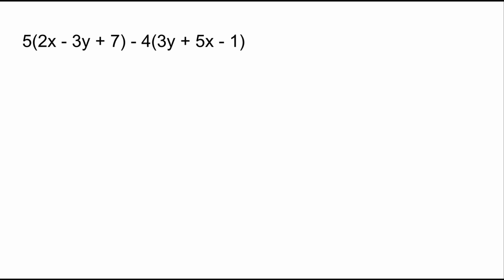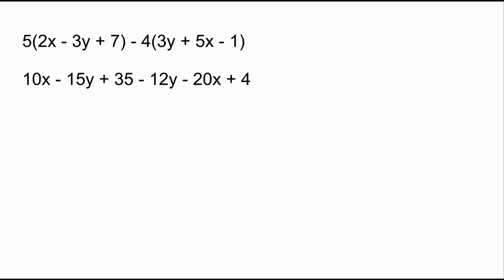Okay, here we have a lot of distributing to do, but it's no big deal. Just a little bitty multiplication, so just take it one step at a time and be really careful so you don't make a silly mistake that makes your whole problem wrong. Ready? So 5 times 2x is 10x. 5 times negative 3y, negative 15y. 5 times 7, 35. Now let's work on the right side. Negative 4 times 3y is negative 12y. Negative 4 times 5x is negative 20x. Negative 4 times negative 1 is 4.